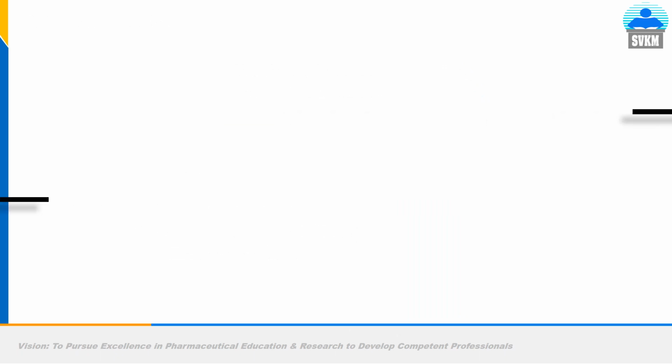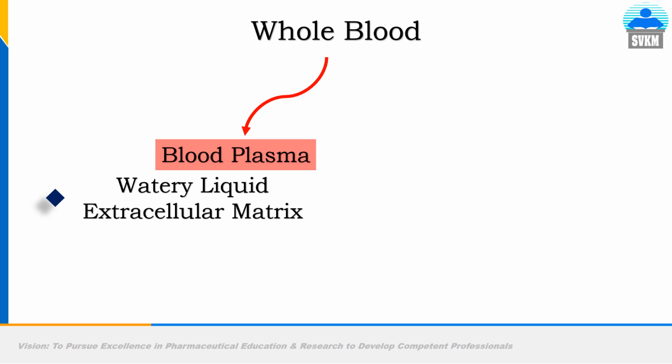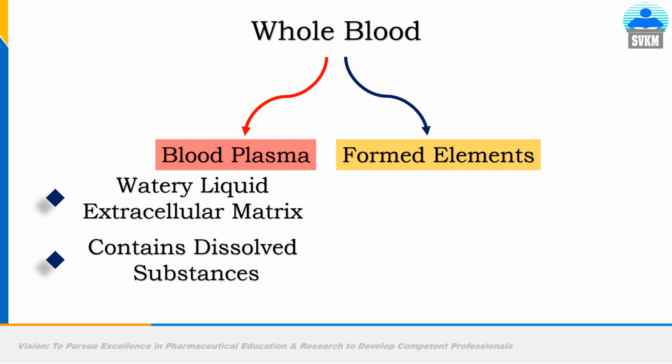Now, the next point is the blood components. The whole blood has basically two components. Out of that, one is the blood plasma. And this blood plasma is the watery liquid extracellular matrix, and it contains dissolved substances. And the other component of the whole blood is the formed elements. And these are nothing but the cells and cell fragments.